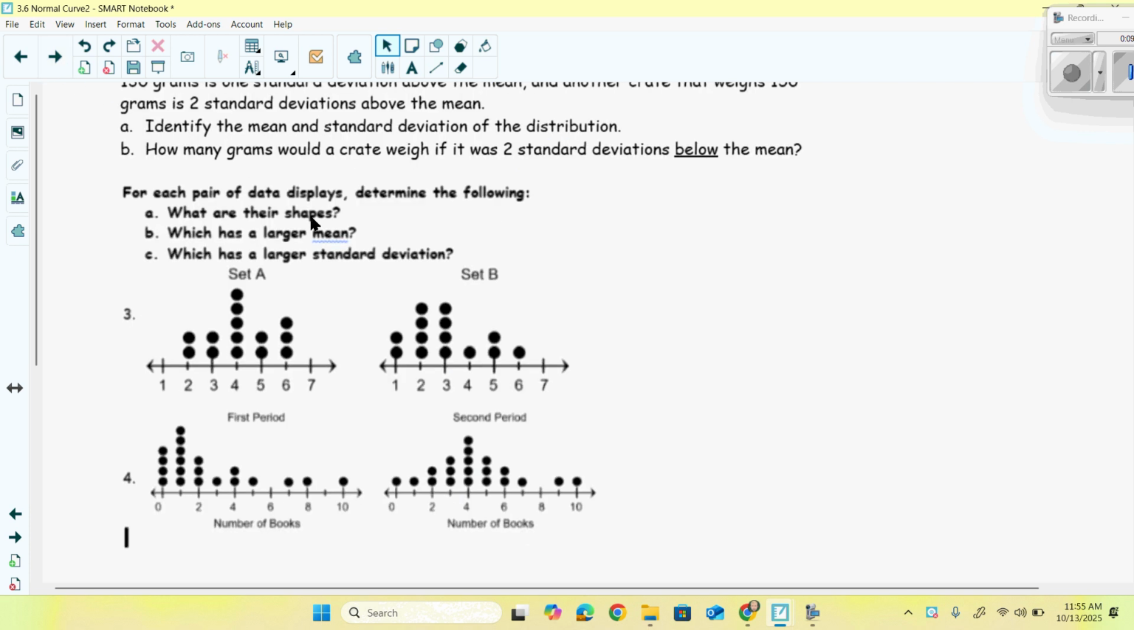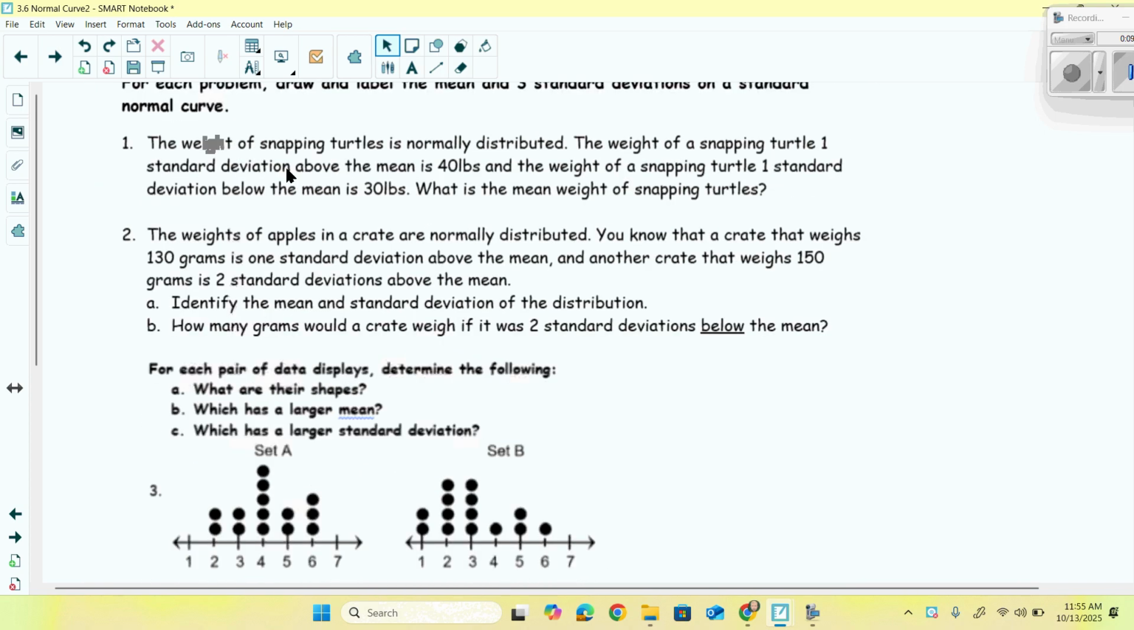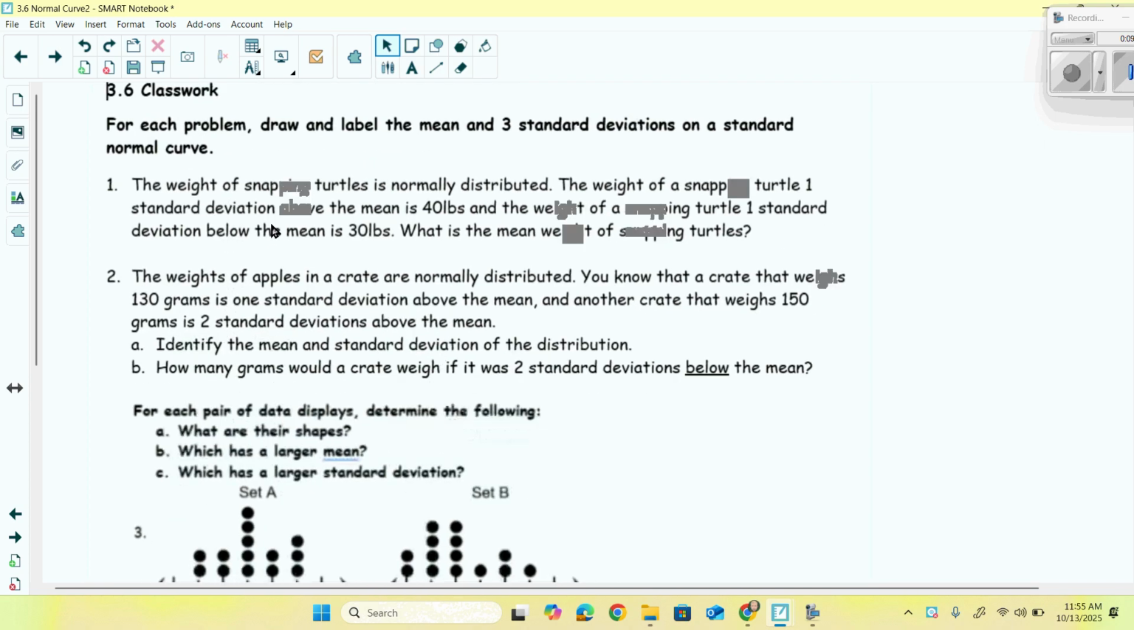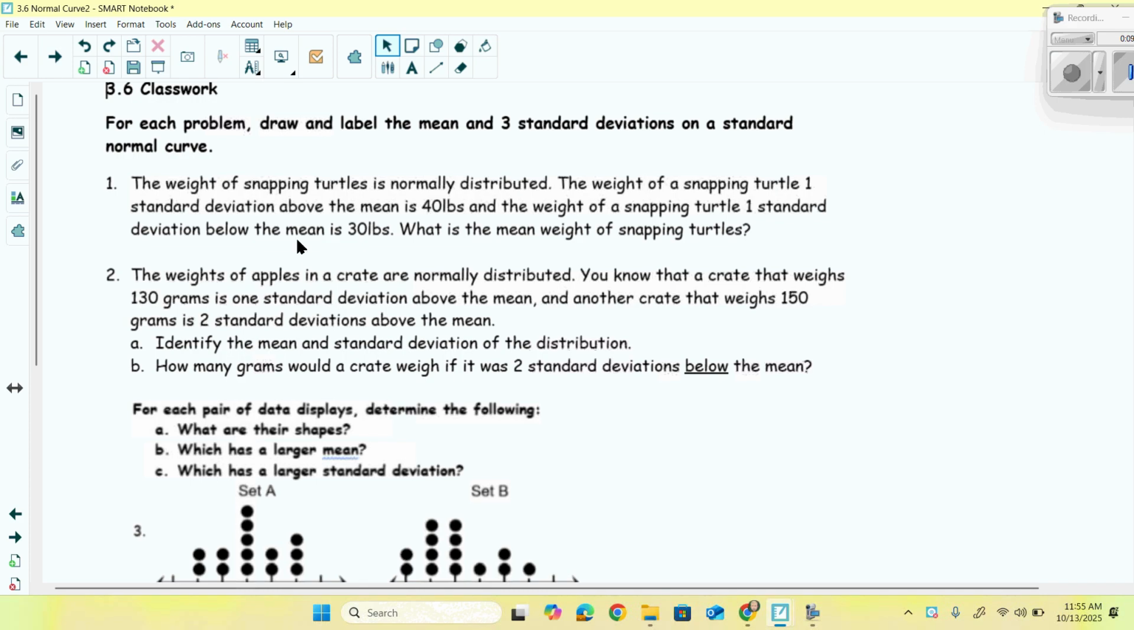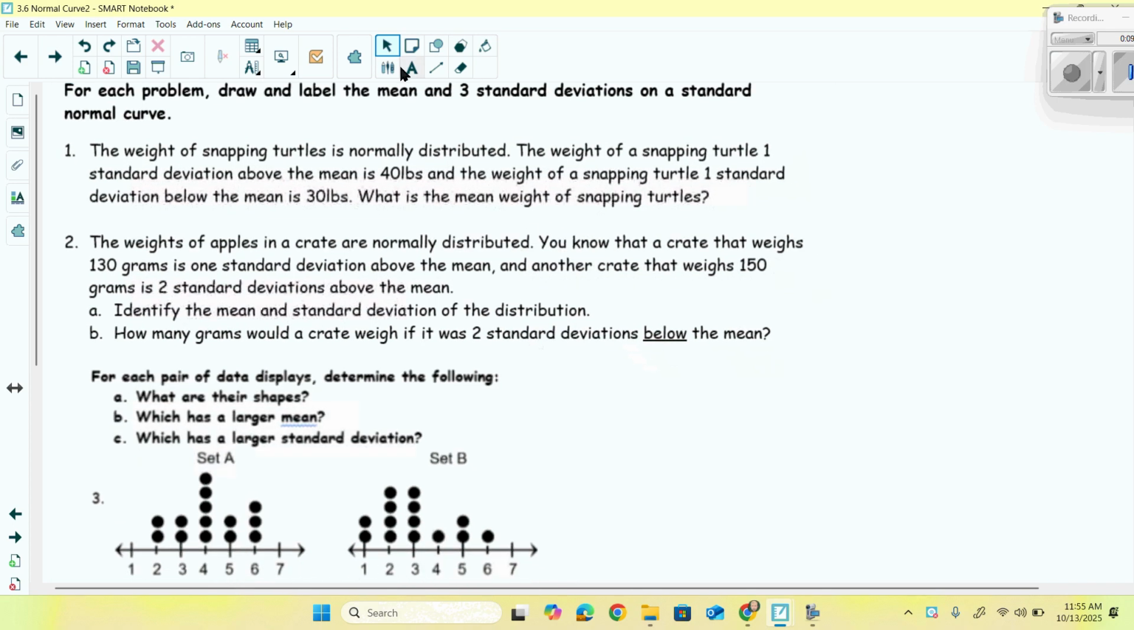All right. Looking at some classwork here. For each problem, draw and label the mean and 3 standard deviations on a normal curve. The weight of snapping turtles is normally distributed. One of the things we want to start with is being able to draw what that bell curve would look like. So every bell curve has this basic shape to it.